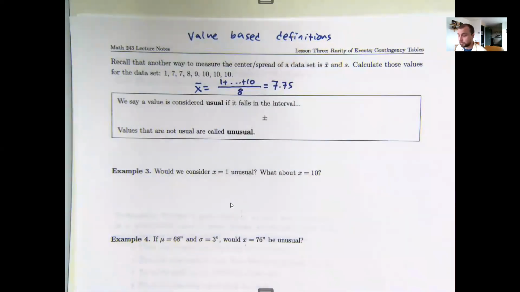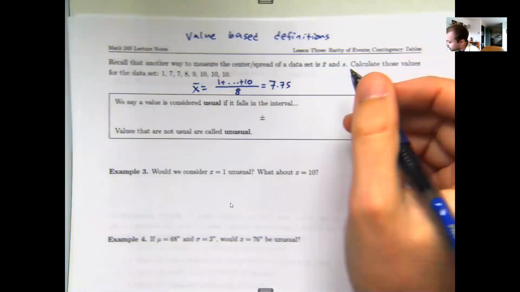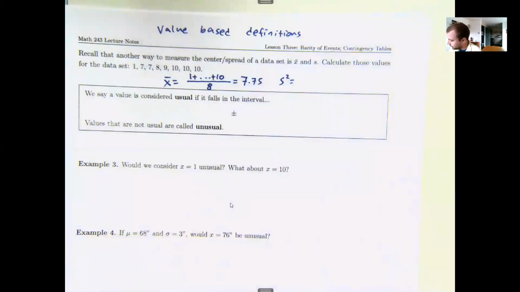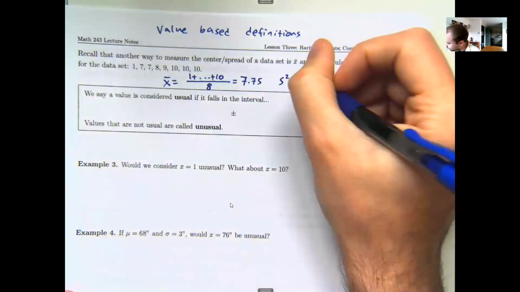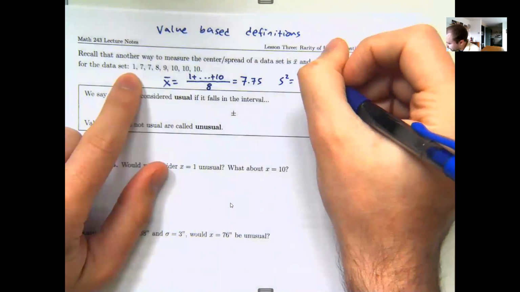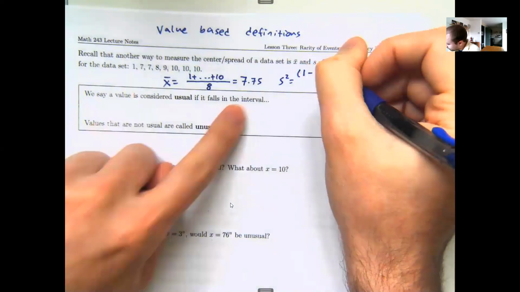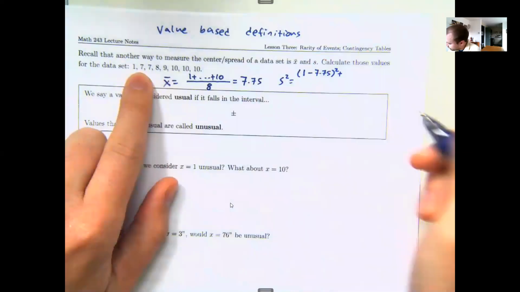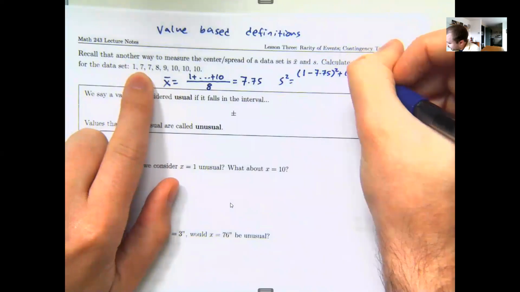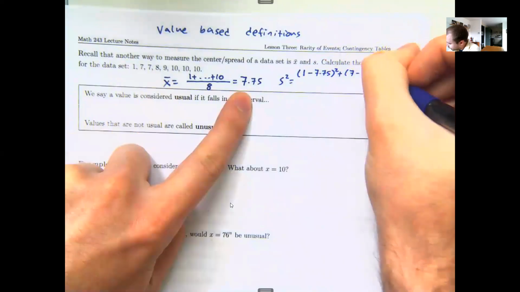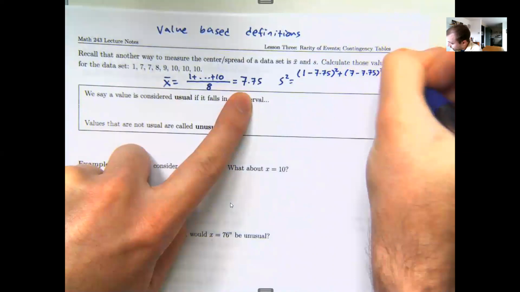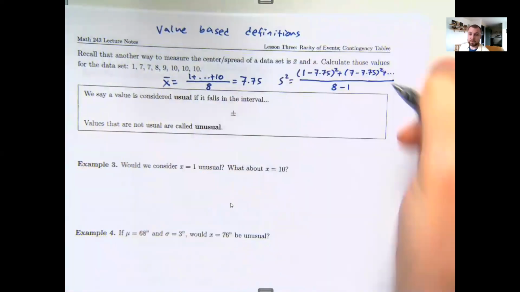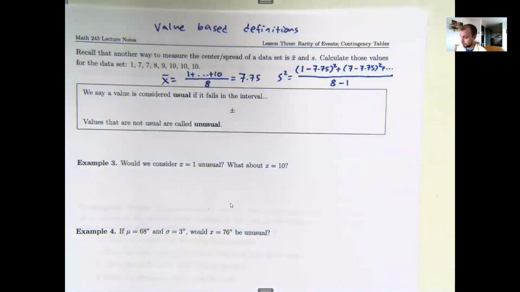From here, I can calculate my standard deviation. I'm just going to do the setup for this, and I would encourage you to go through this whole problem. But the variance, you take the first value in your list, 1, subtract the center, squared, plus the second value in your list, minus the center, squared, and then you're adding all those things up. And on the denominator, you have the number of values minus 1, so 8 minus 1.